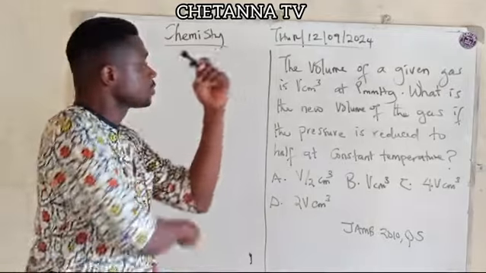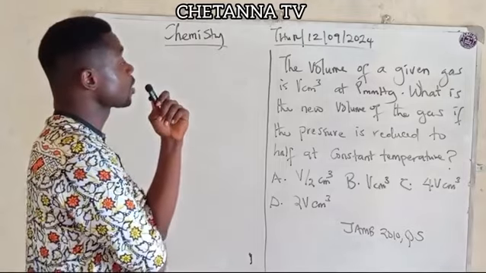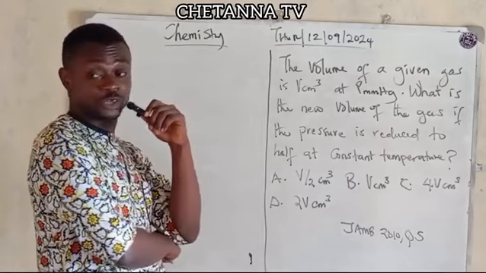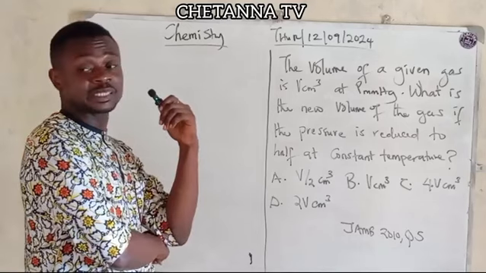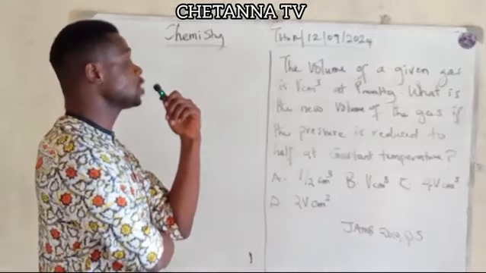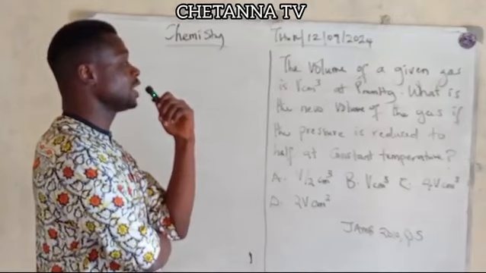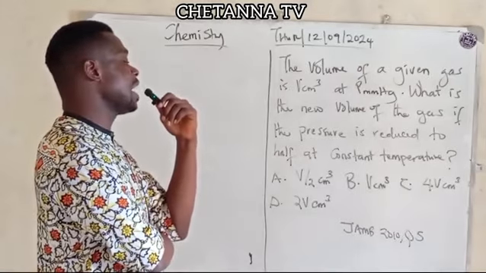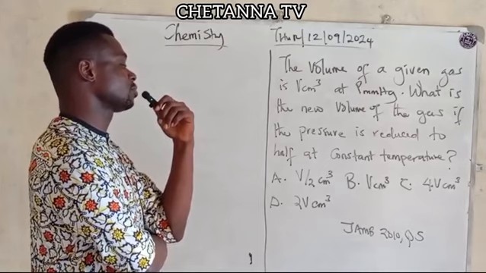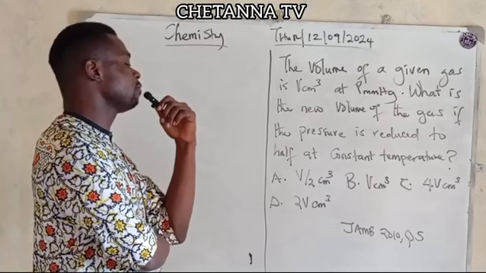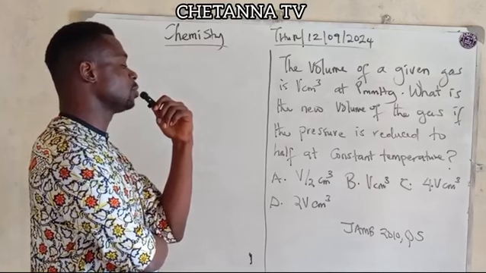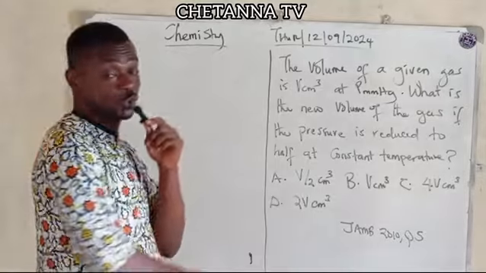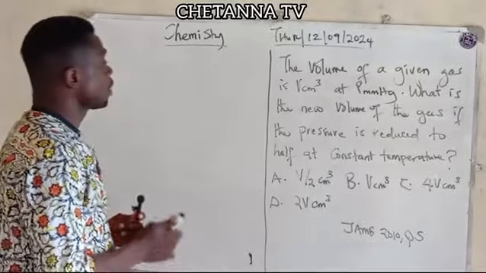Let's look at this question. The question says the volume of a given gas is V cm³ at P millimeter mercury. What is the new volume of the gas if the pressure is reduced to half at constant temperature? A V over 2 cm³, B V cm³, C 4V cm³, D 2V cm³.